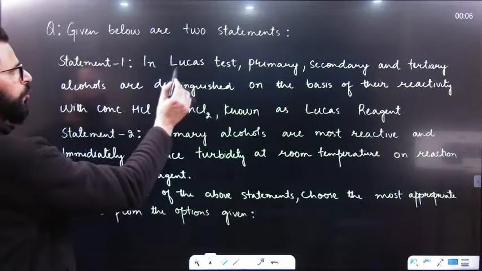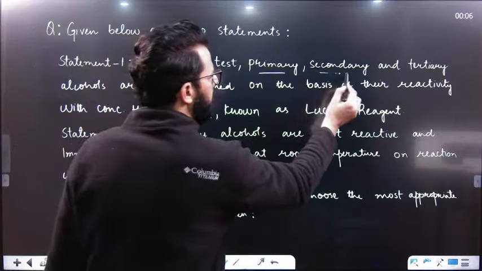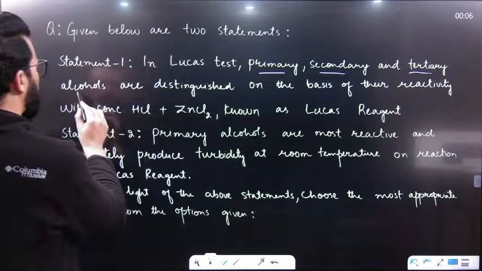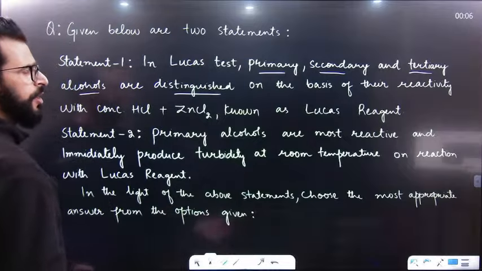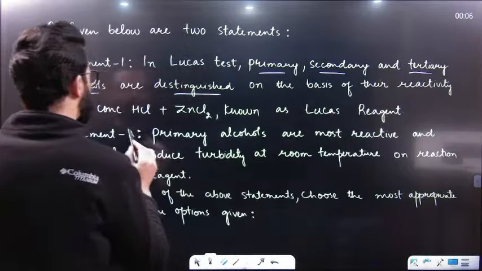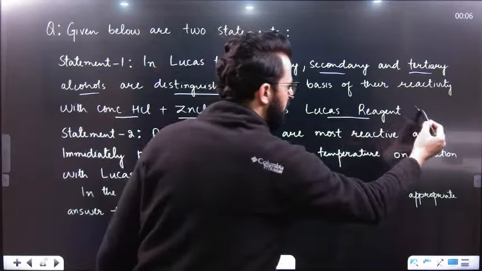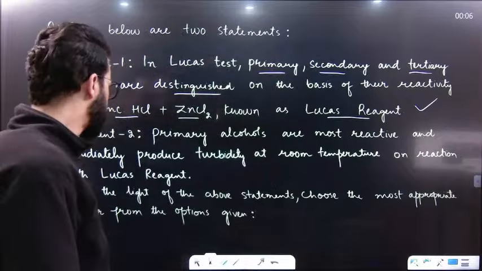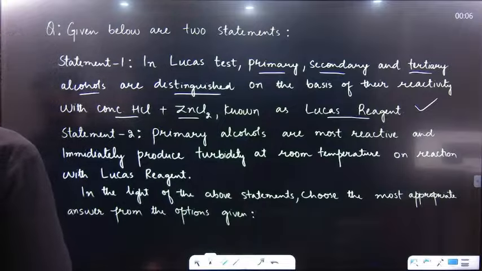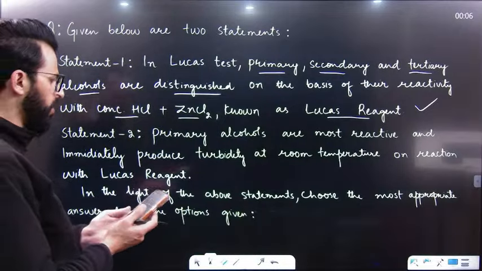Statement 1. In Lucas test, primary, secondary and tertiary alcohols are distinguished. Yes, on the basis of their reactivity with concentrated HCl and ZnCl2 known as Lucas reagent. Exactly correct statement. Now, let me know in the chats, is statement second true or false?